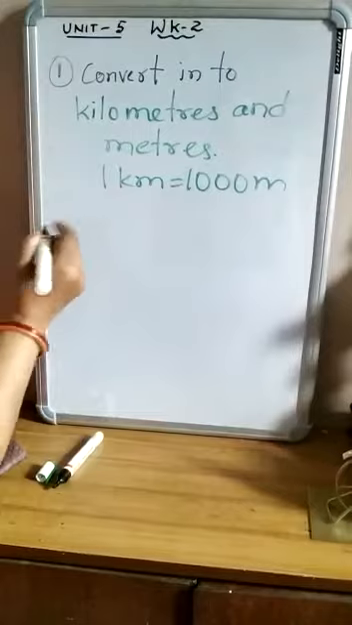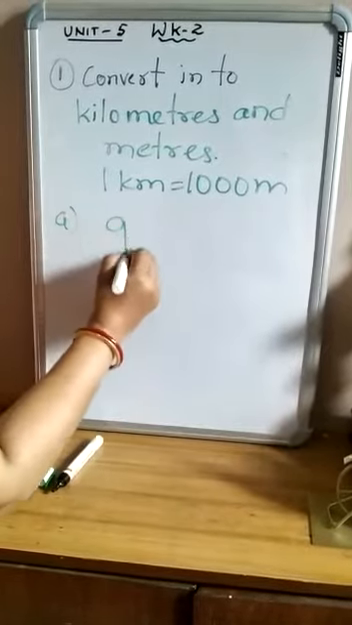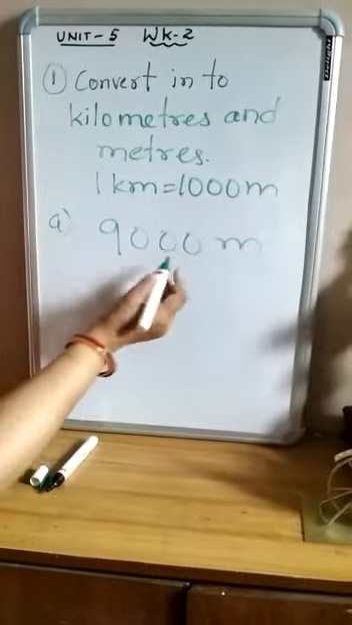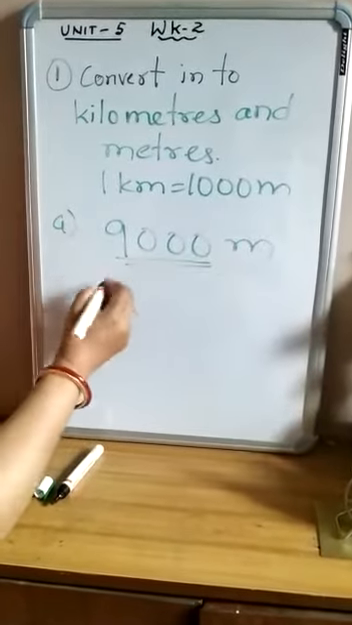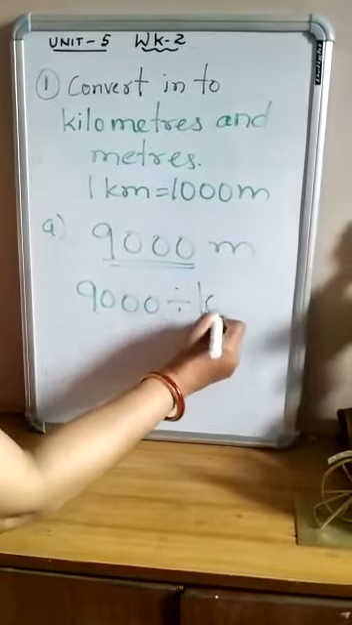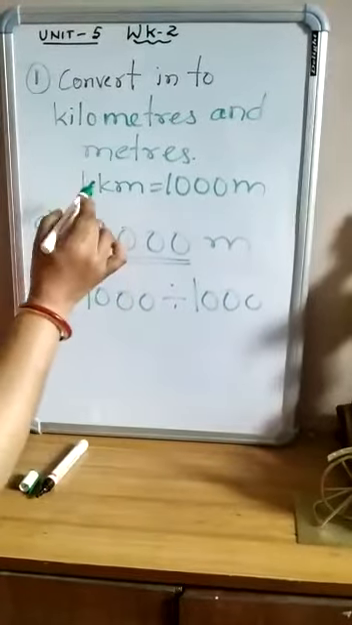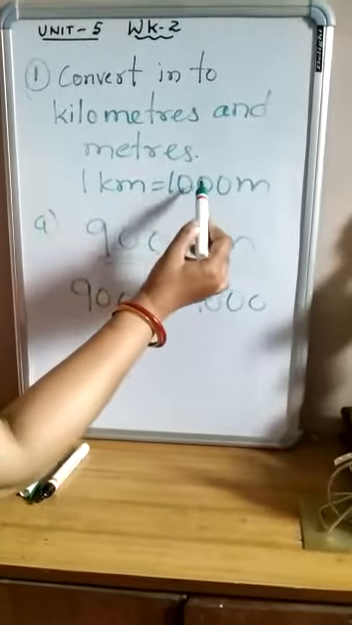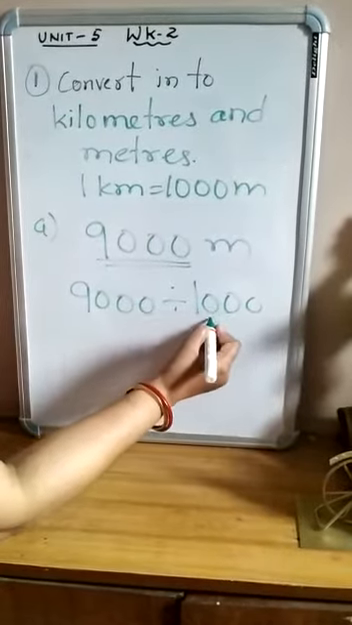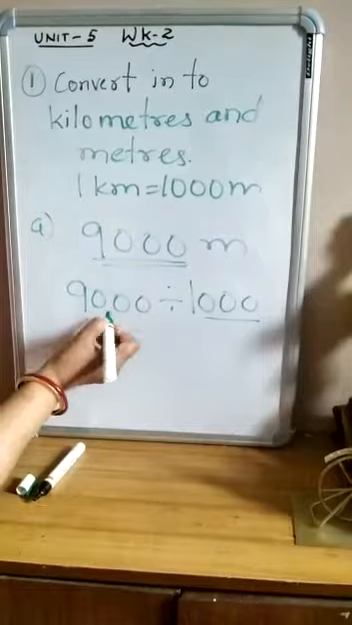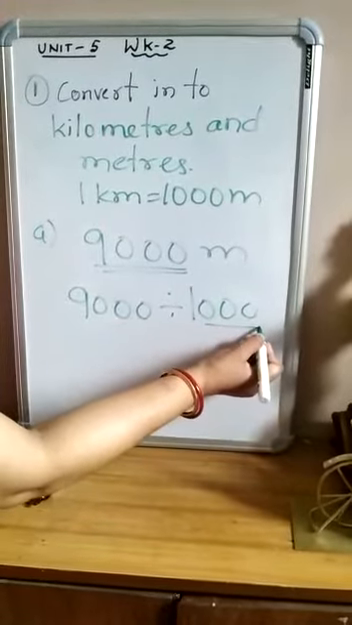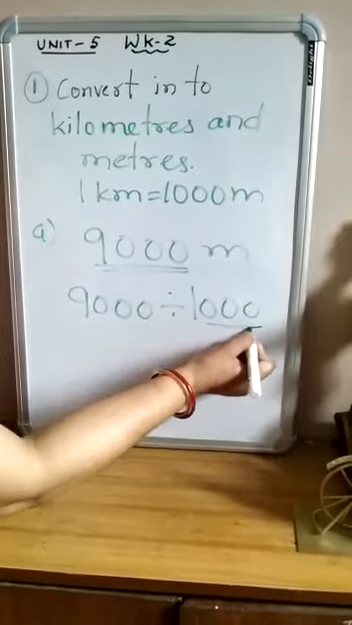Right? So let us take an example. 9000 meter. What will I do? I will divide the number of this meter, 9000, by how much? 1000. Why? Because 1 kilometer equals 1000 meter. So dividing by 1000, 1000 is having 3 zeros. So 9000 is the dividend and 1000 is the divisor. The divisor is having 3 zeros.